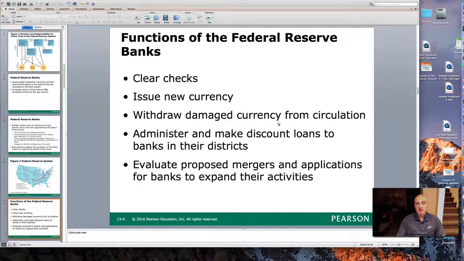Some of the functions of the Federal Reserve Bank: 1, they will go ahead and clear checks for the member banks. They will go ahead and issue new currency. They will also withdraw any damaged currency from circulation. They are responsible for administering and making discount loans to banks in their districts. And they also evaluate proposed mergers and applications for banks to go ahead and expand their activities.